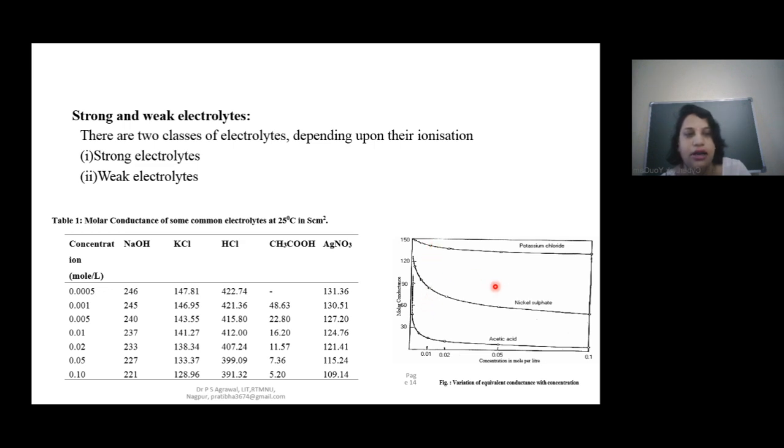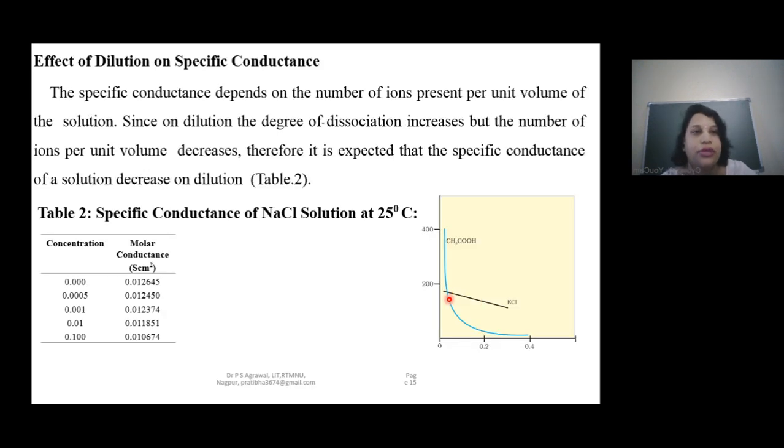Molar conductance at different dilutions is plotted for different strong and weak electrolytes, and it has been observed that the value increases. Now what happens to the specific conductance? Specific conductance is the conductance of 1 cc of solution of an electrolyte. If we dilute the solution, the specific conductance decreases.